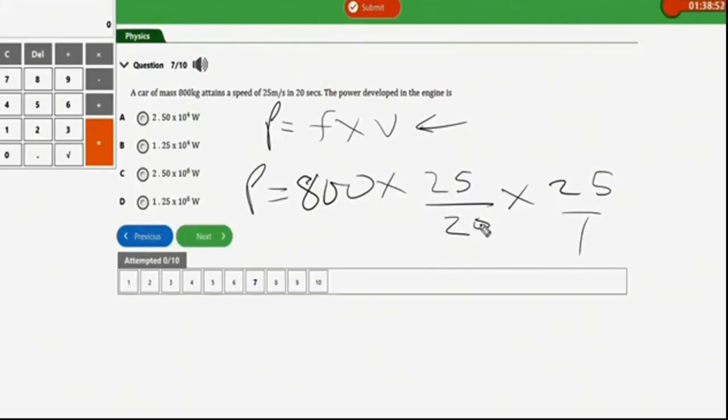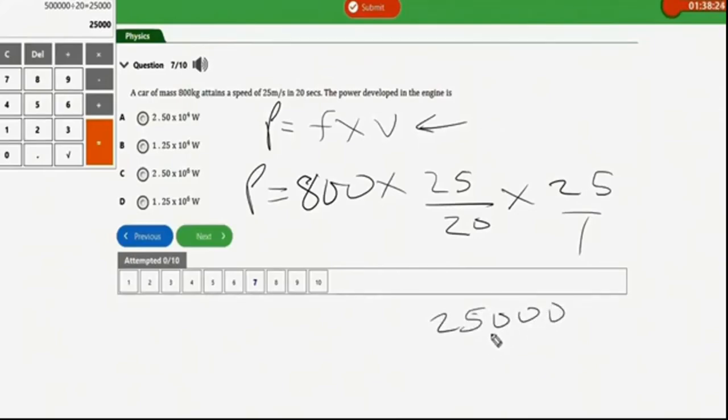Okay, so let's go ahead and punch this on the calculator. So we have 800, let's simplify the numerator, times 25 times 25. Okay, divide this by 20. So we have the output to be what? 25,000.